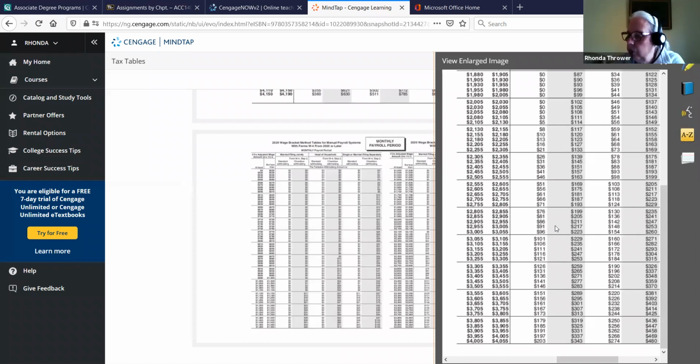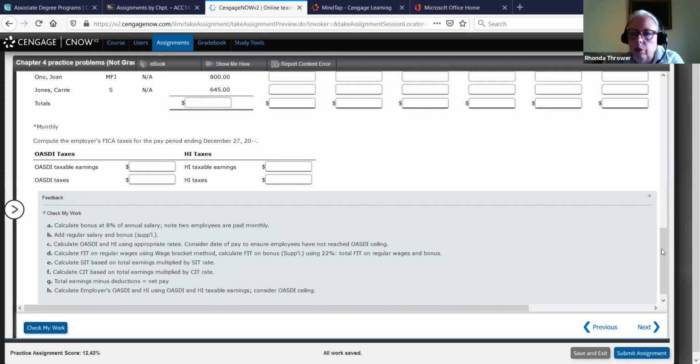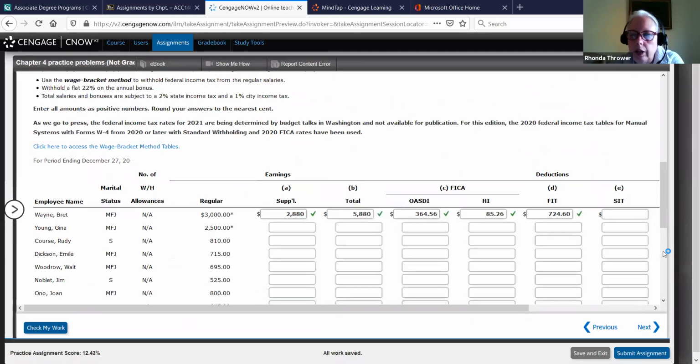But we got to take into consideration that it's not only $91, we got to add back that $633.60 that came from the flat tax. And that will give you a total FIT of $724.60. So I'm going to go back to Cengage, and I'm going to put in $724.60. And we're going to check our work, and we're okay there.